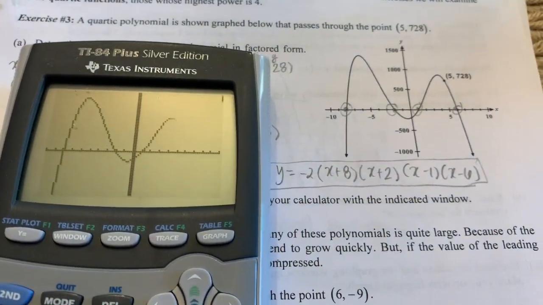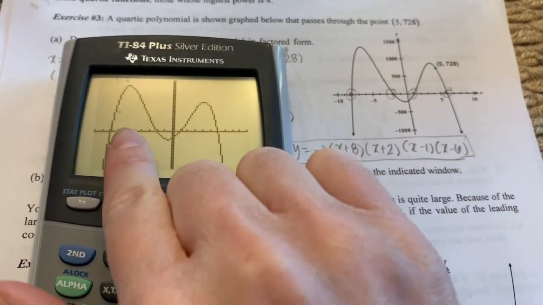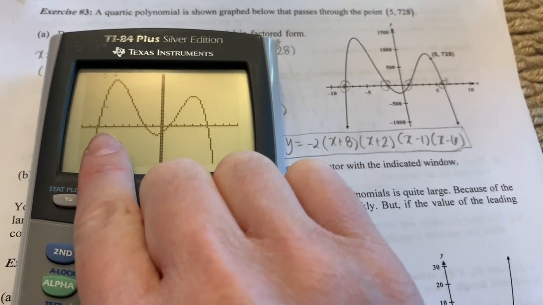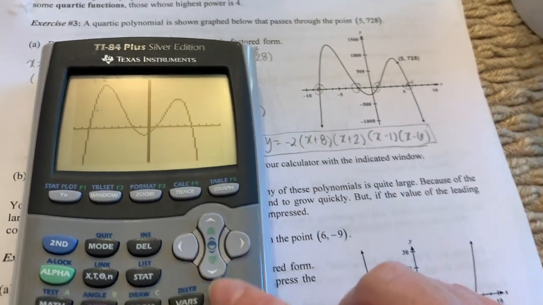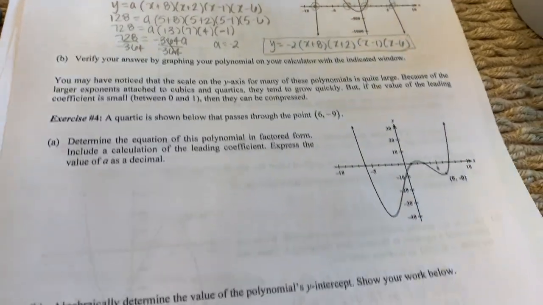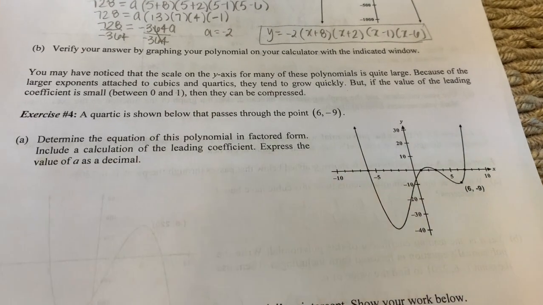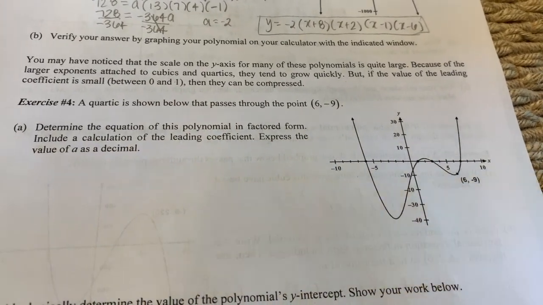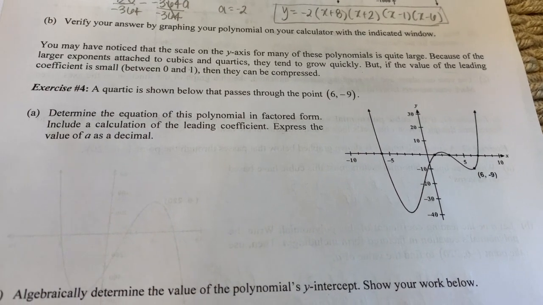All right, and then we can see, sure enough, we get the same graph. We can even make sure the zeros are right. There's our negative 8, our negative 2, our 1, and our 6. Okay, ta-da! So you may have noticed that the scale on the y-axis for many of these polynomials is very large, and that's because of the larger exponents that are attached to the cubics and quartics, that they tend to grow quickly.